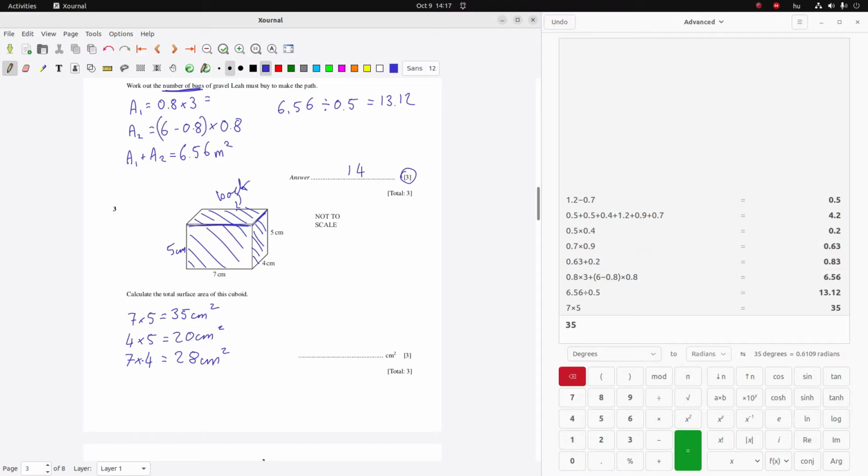Okay, so remember I said I have to count each of them twice. The front is the same as the back, so I count it twice. The side is the same as the other side, so I count it twice. And the top is the same as the bottom, so I count it twice. So we're going to end up with 2 times 35 plus 2 times 20 plus 2 times 28.